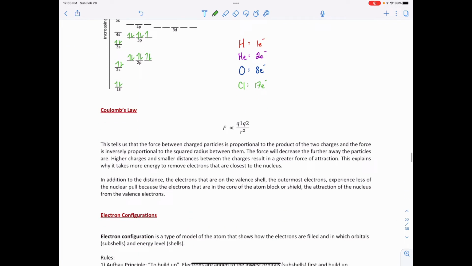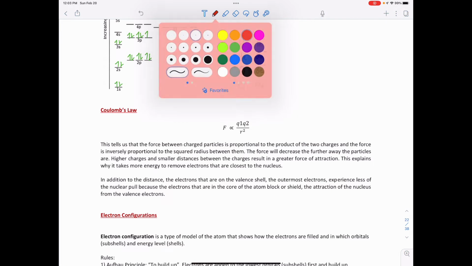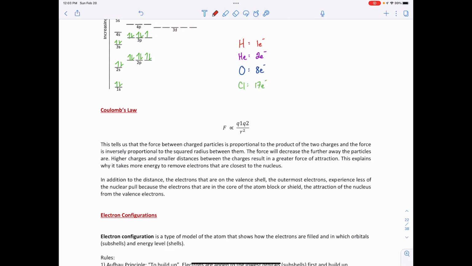A quick interlude here on Coulomb's law. Force is directly proportional to the 2 charges and inversely proportional to the squared radius between these 2 charges. So the force will decrease the further away the particles are. Higher charges and a smaller distance between the charges result in a greater force of attraction. This explains why it takes more energy to remove electrons that are closest to the nucleus.